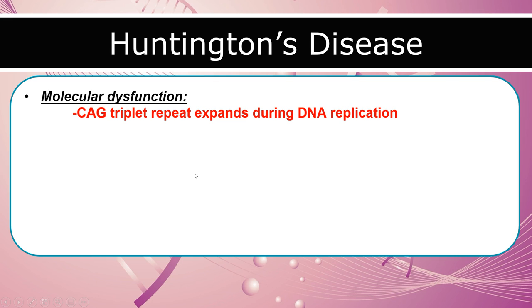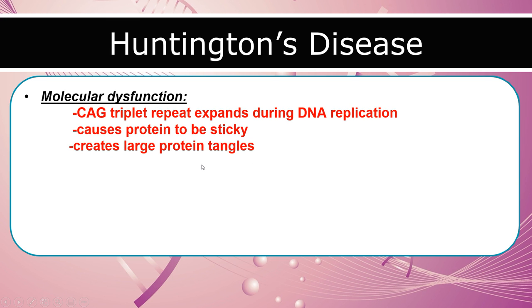In Huntington's disease, it's not a single base change. What's actually happening is that there is a CAG triplet repeat near the start of the Huntington gene, and this triplet repeat tends to be expanded during DNA replication. It causes the DNA polymerase to stutter and add more CAGs onto it than it should. And so this causes the protein to be really sticky and get entangled with all the other proteins in the cell. When that happens, the neuron can no longer do its job, and those neurons will begin to die.